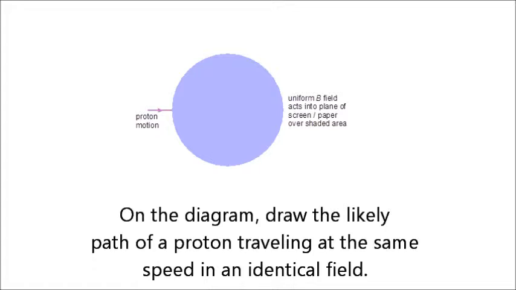Thank you for waiting patiently throughout the break. Now we will have Isaac explain magnetism and its direction. On the diagram, draw the likely path of a proton traveling at the same speed in an identical field. The right-hand rule describes the force exerted by a magnetic field, B, on a particle with a positive charge Q moving with a velocity V.